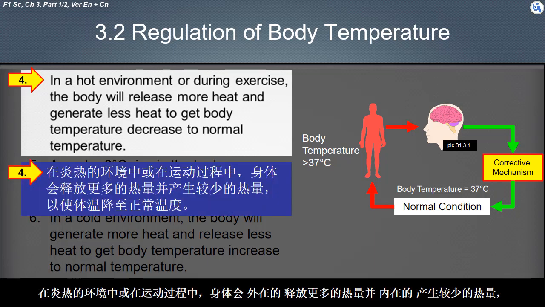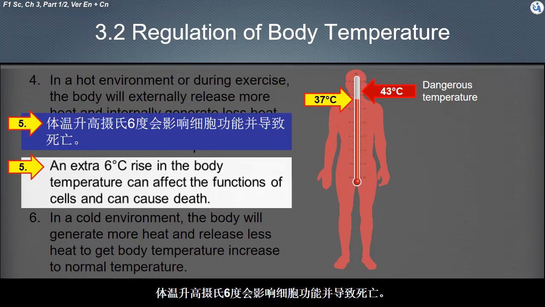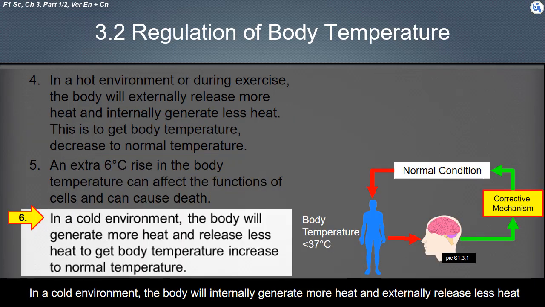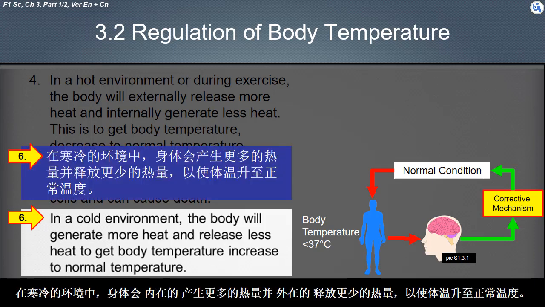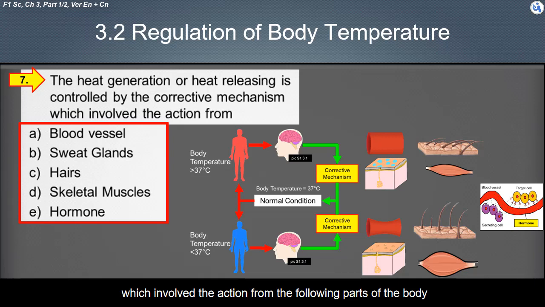An extra 6 degrees Celsius rise in the body temperature can affect the functions of cells, and can cause death. In a cold environment, the body will internally generate more heat, and externally release less heat. The heat generation, or heat releasing, is controlled by the corrective mechanism, which involves the action from the following parts of the body.